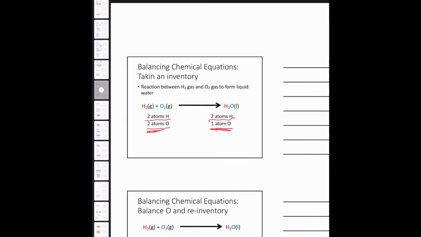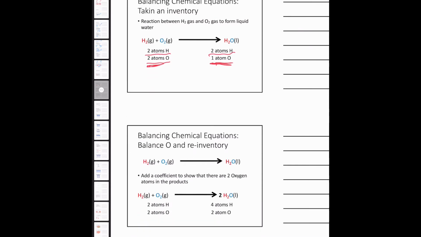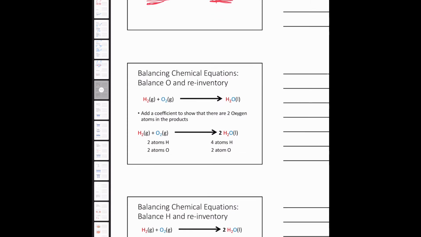And that makes no sense because, as we said earlier, atoms in any chemical equation or in any chemical reaction in general are neither destroyed nor created. So if I started with two oxygen, I'll have to finish with two oxygen. So let's try to figure that out and see how we can make sure the count of oxygen atoms on both sides is equal. So what we do in this case, we add a coefficient to show that there are two oxygen atoms on the product side. So if you're looking at the water molecule right here, the only way to make the oxygen count as two is by adding a coefficient next to the water molecule's molecular formula.